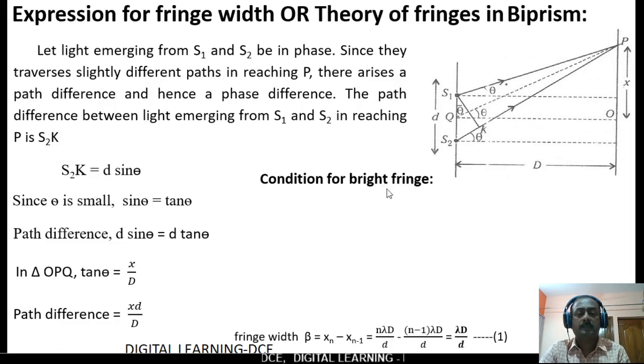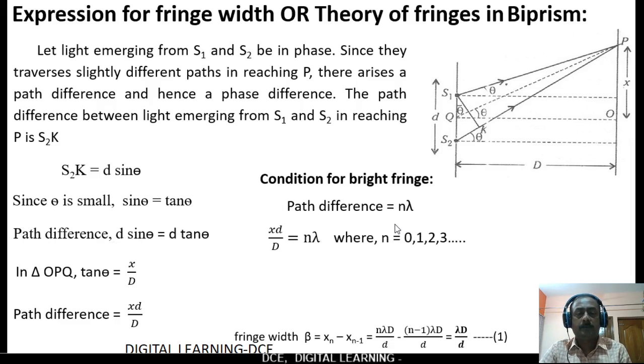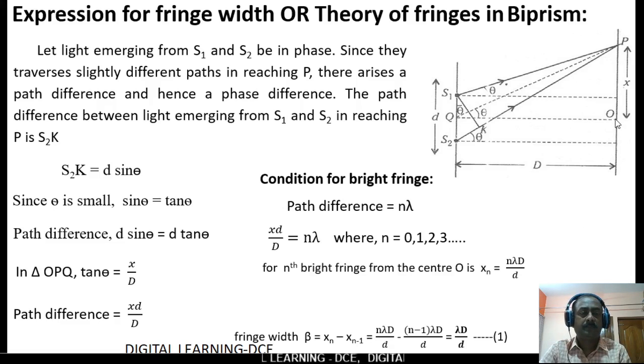Let us see the condition for bright fringes. The path difference should be n lambda. This is the condition for a bright fringe. Therefore, x d upon D equals n lambda, where n equals 0, 1, 2, 3 and so on. For the nth bright fringe, from the center of the fringe system on the screen, O, x subscript n, that is the fringe number, is equal to n lambda D upon d.